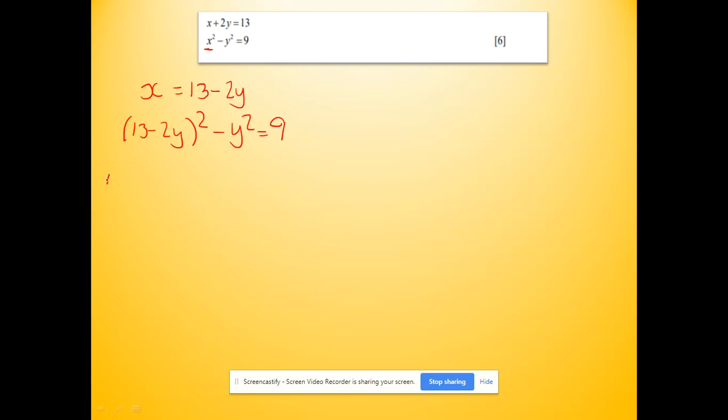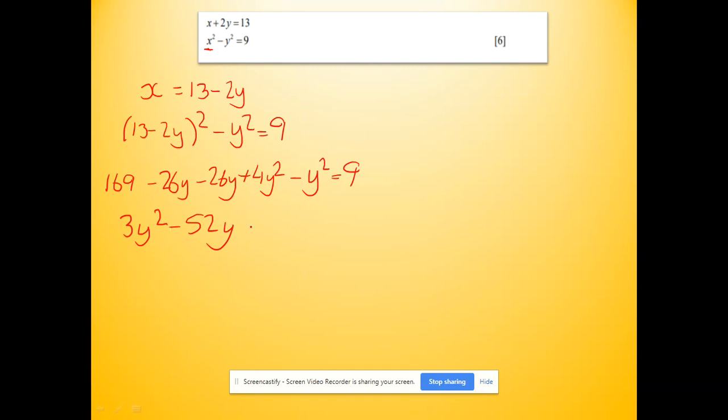Multiplying out the brackets, 13 times 13 is 169, minus 26y, minus another 26y, and then we've got plus 4y squared minus y squared equals 9. We want to simplify this, so we end up with 3y squared minus 52y, take the 9 over, plus 160 equals 0. And at this point we can pop this into our calculator to solve it.